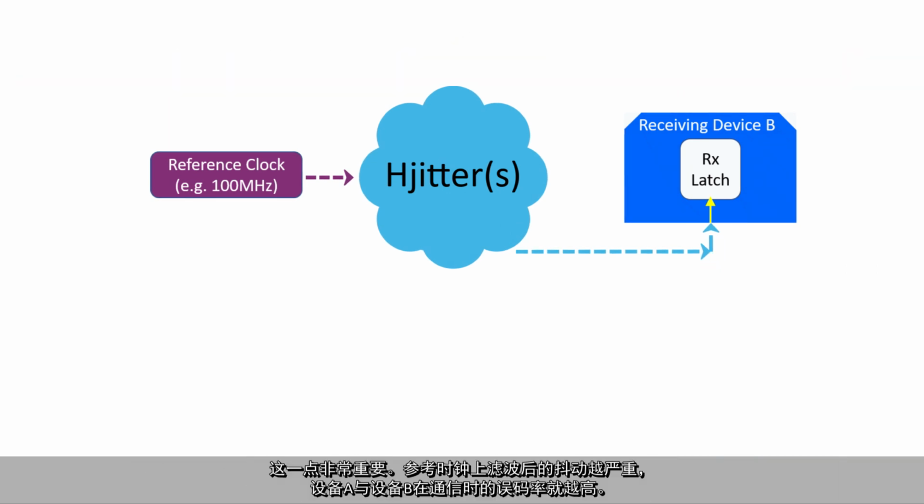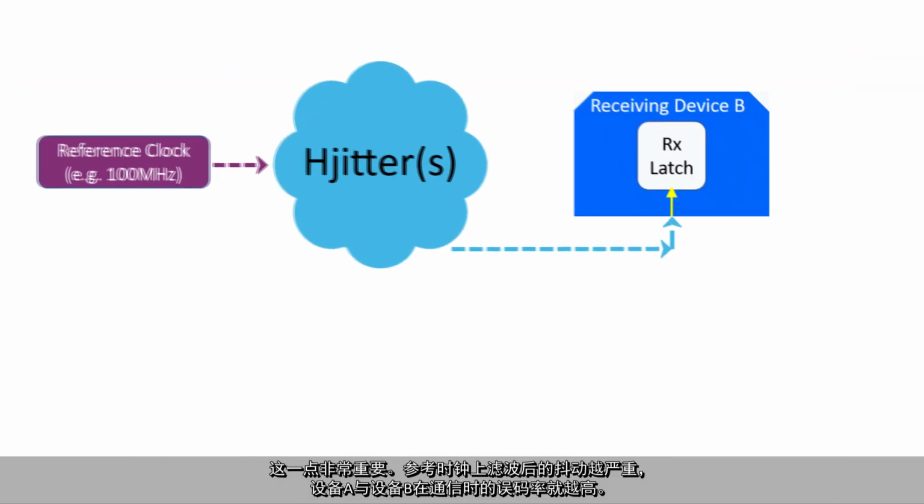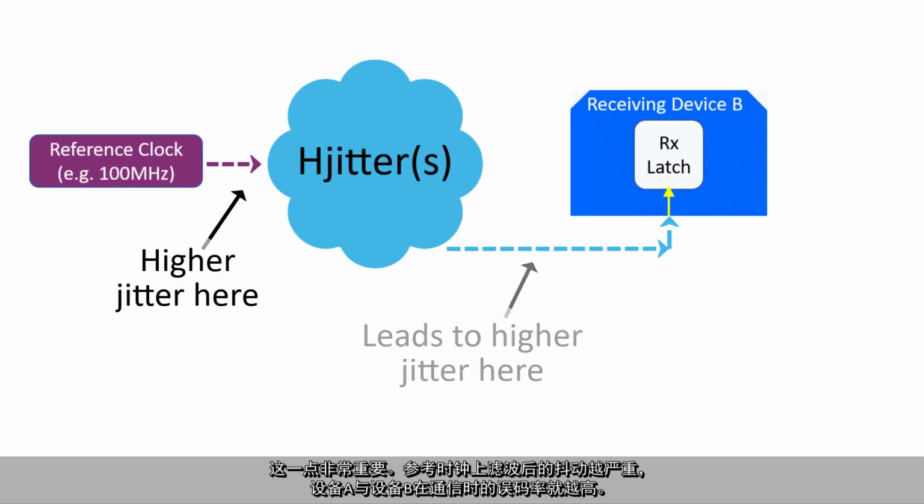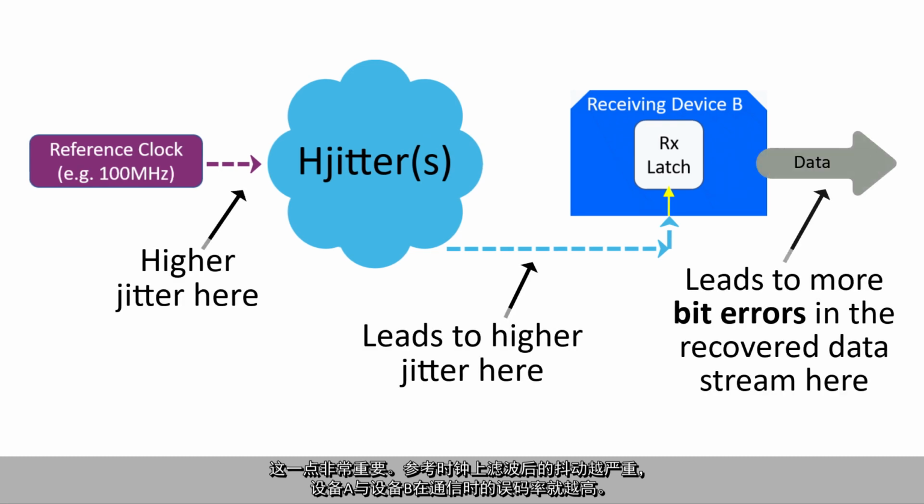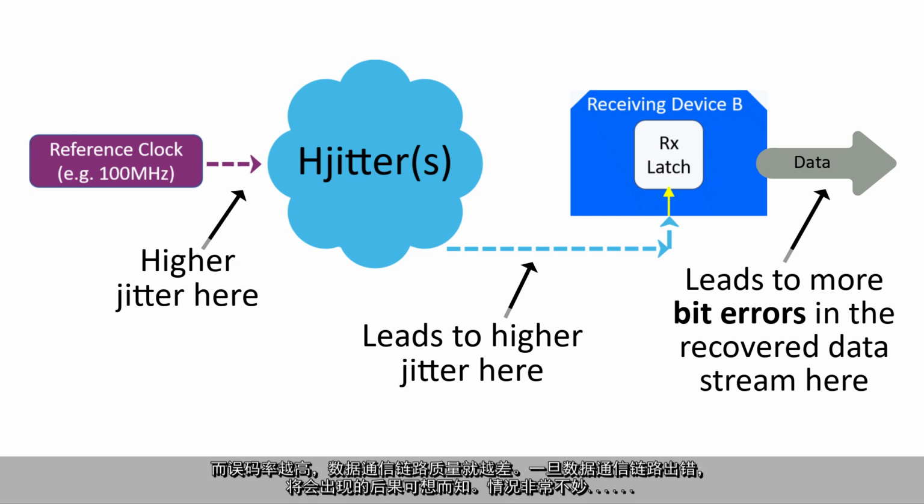This is really important. The worse the post-filtered jitter on your reference clock, the more bit errors there are when device A communicates with device B. Now, the more bit errors there are, the worse the data communication link is. And when a communication link begins to have errors, well, you know what happens. It is not good.